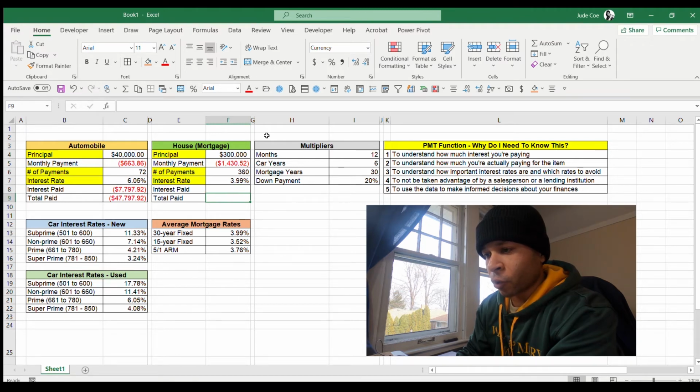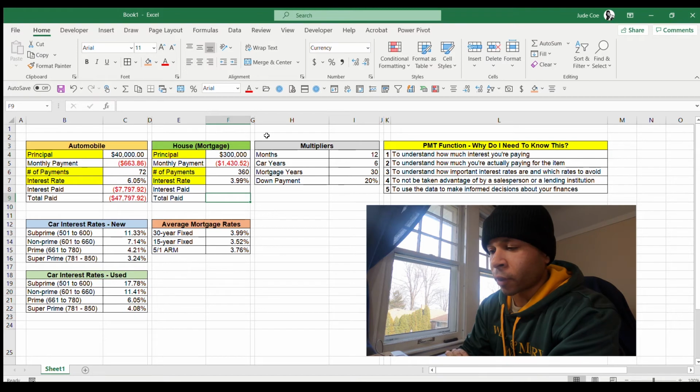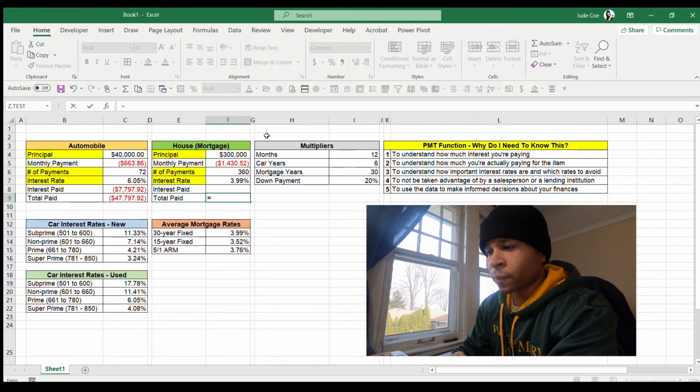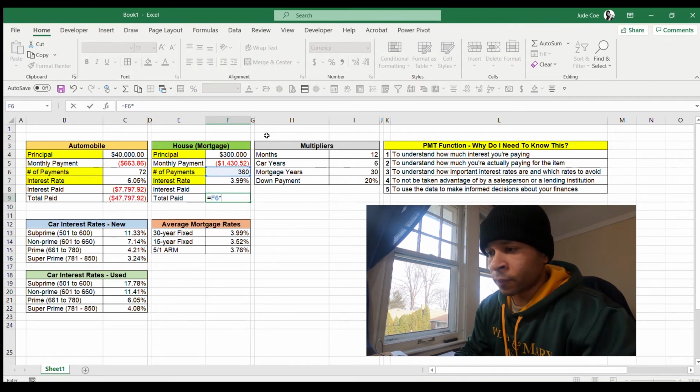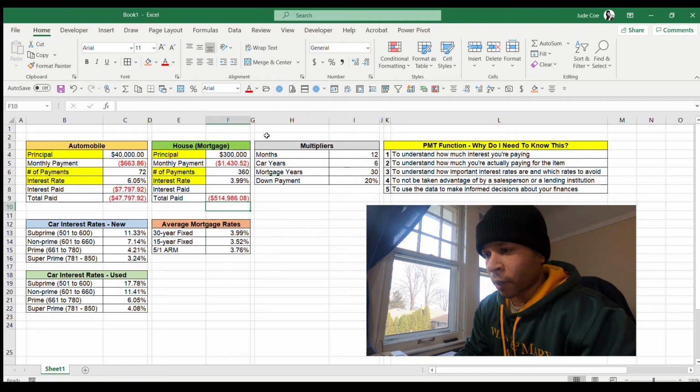We're going to go down to total paid first. We got to find out how much we're paying in total. So we do equals, and then we're going to multiply 360 times $1,430.52. So we have that, and we put that in. Now your total is going to be $514,000 over a 30-year time period. That's a lot more. It's almost double 300,000.